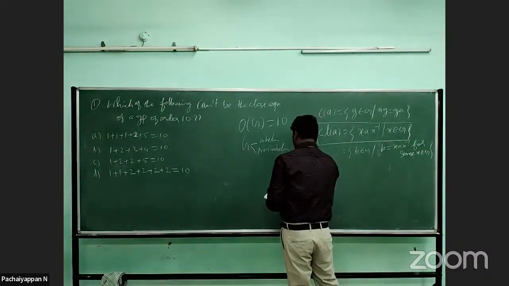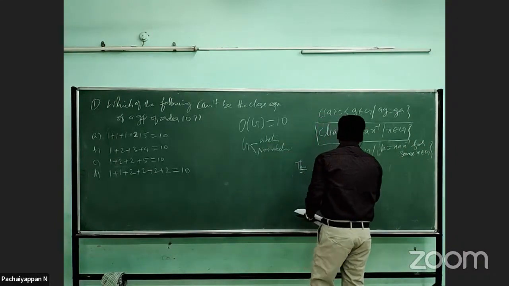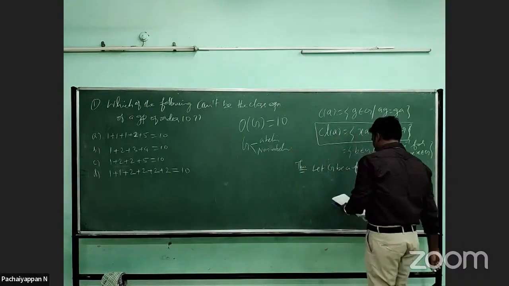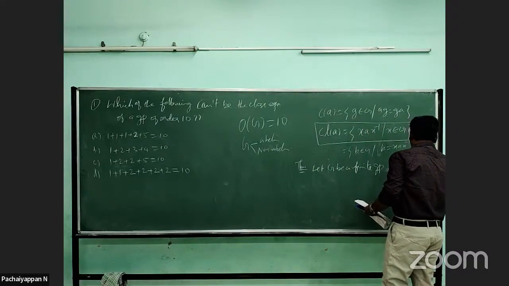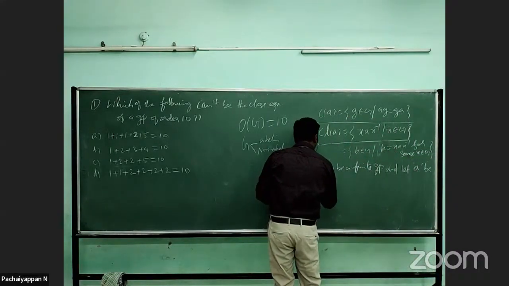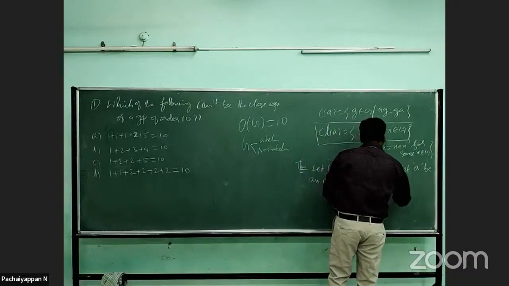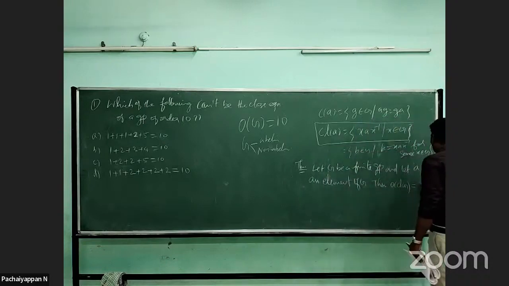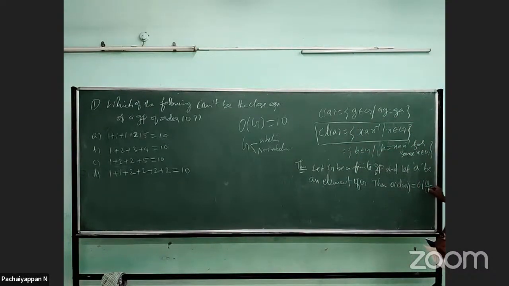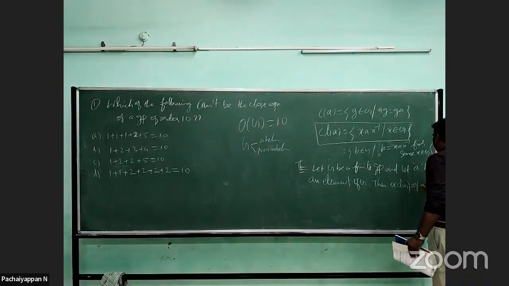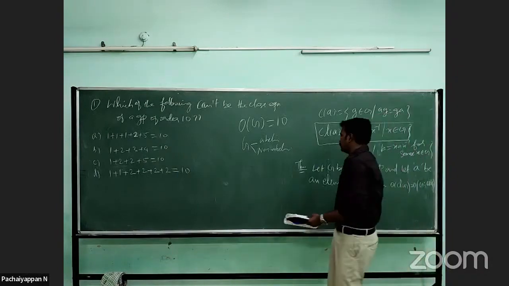So theorem number 1: let G be a finite group, and let A be an element of G, then order of CL of A equals order of G mod C of A, the index of C of A in G. Or if you write order of C of A instead, you can write the index. This is theorem number 1.